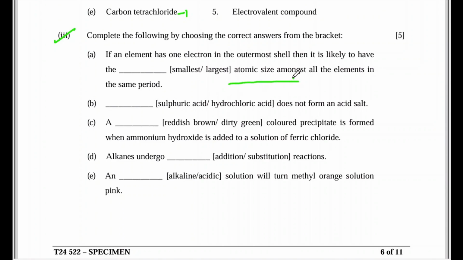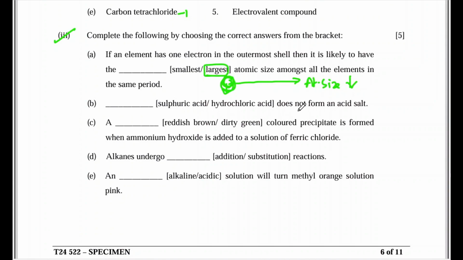So along the period, they have asked if an element has one electron, means it is belonging to the first group, right? So it is the starting point here. And atomic size amongst all the elements. So across the period, what happens? Atomic size decreases. Therefore, this fellow should have the biggest atomic size, means largest in that period, right?